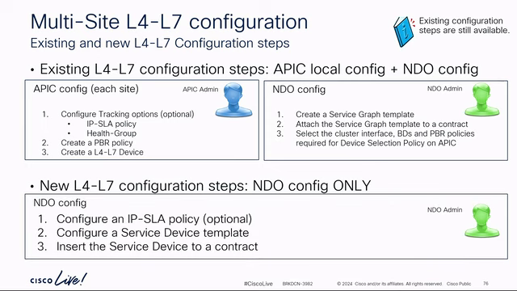So we have just 3 steps. And actually, one of them is optional. But as I mentioned, it's most likely better to configure IPSLA tracking so that you can detect failure faster.